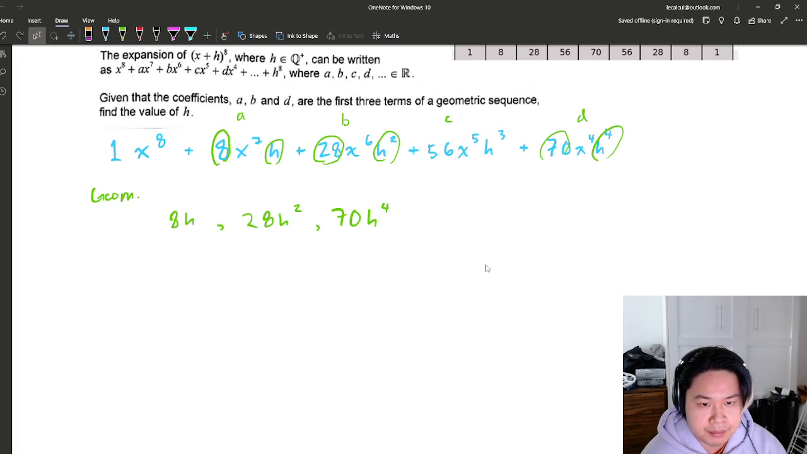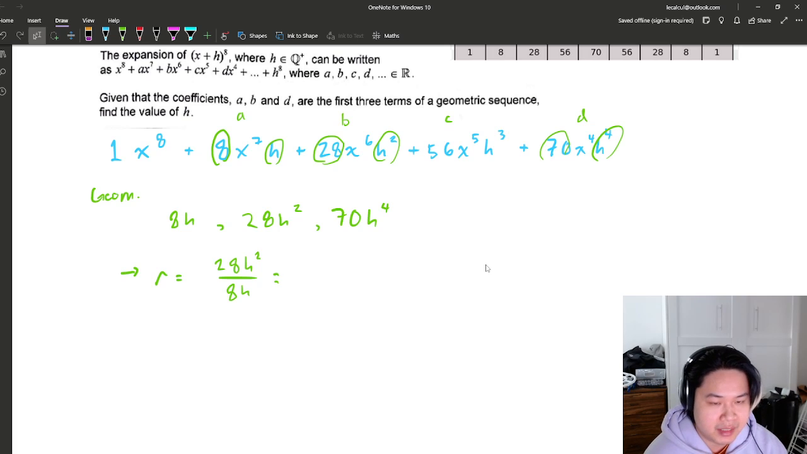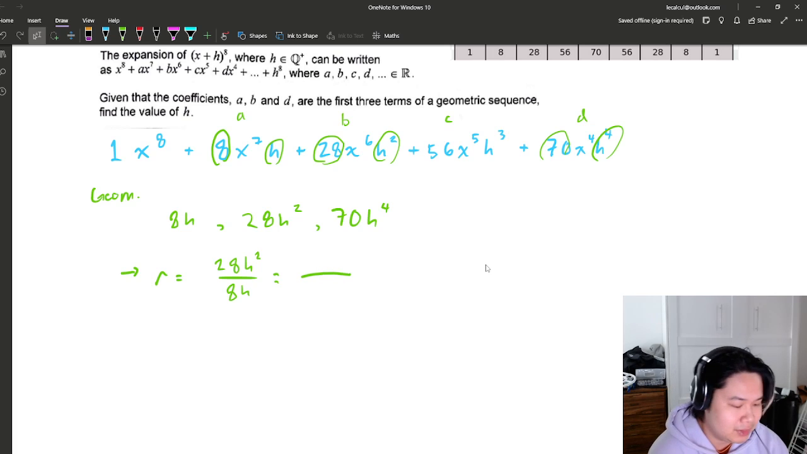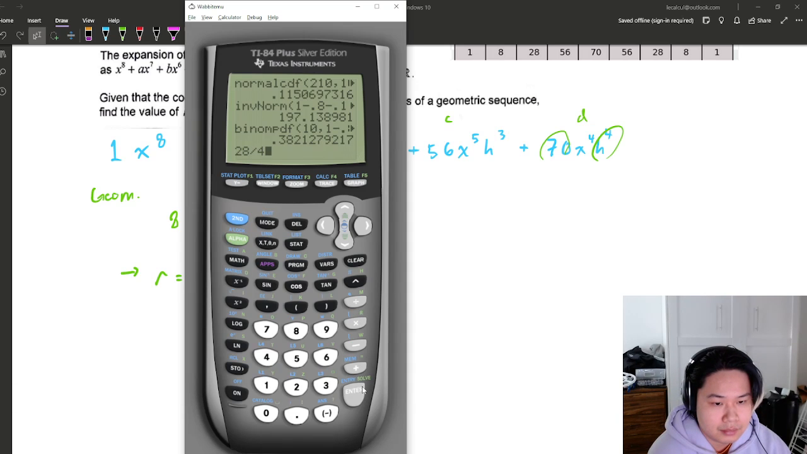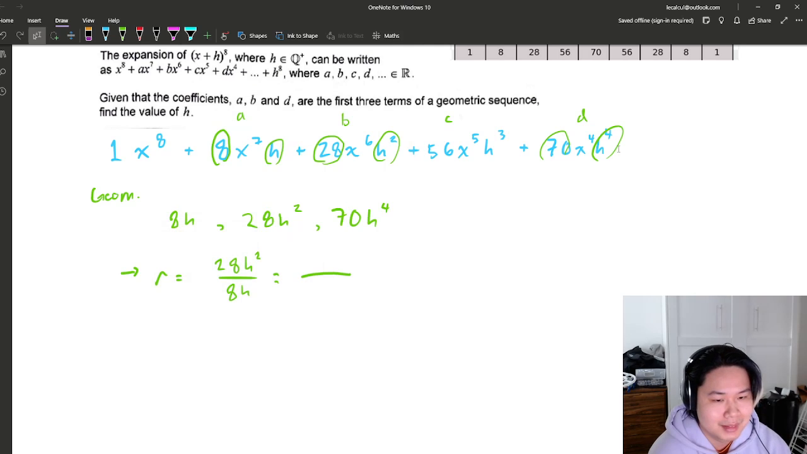So if I take the second term and I divide it by the first term, then this will simplify into something. No, these are both divisible by 4. What's 28 divided by 4? Seven. Okay, this is going to reduce to 7h over 2.